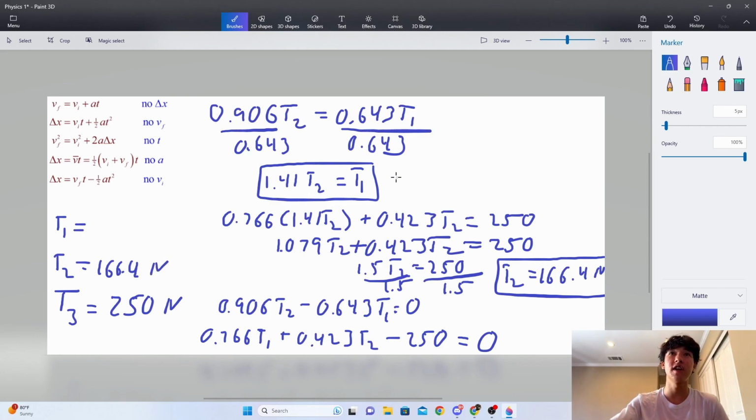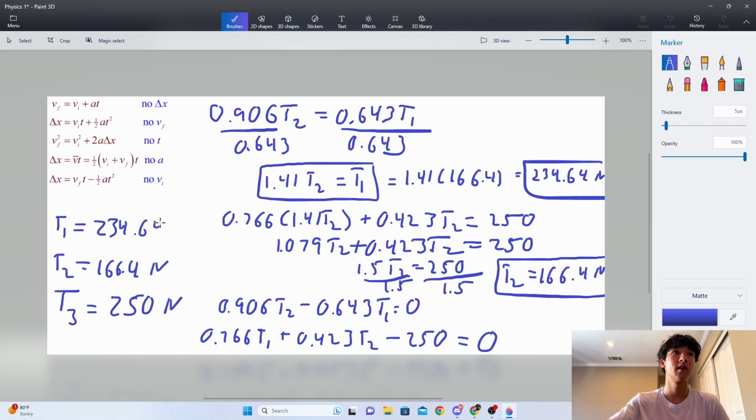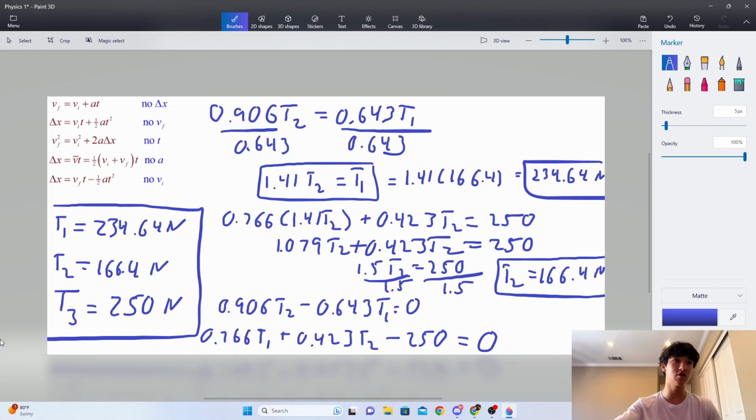Now, it's very simple. We just have to use this, right? T1 is equal to 1.41 times T2, which is 166.4. So that's going to give us 234.64 newtons for T1. And those are our answers right there. So there we go. We have T1, T2, and T3.